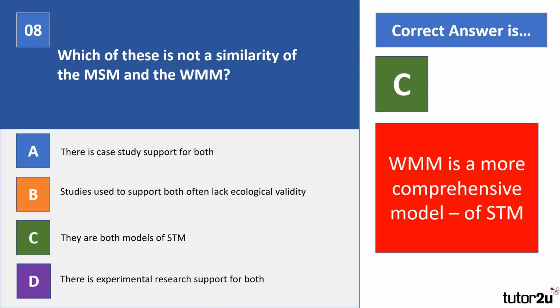They often compare the multistore model and the working model of memory and argue that one is better than the other without really being able to explain why. Arguably the working model of memory is a more comprehensive model, but we must remember that it only gives us an account of short-term memory, whereas the multistore model was concerned with many more facets of memory, that's to say the sensory register, short-term memory and long-term memory.